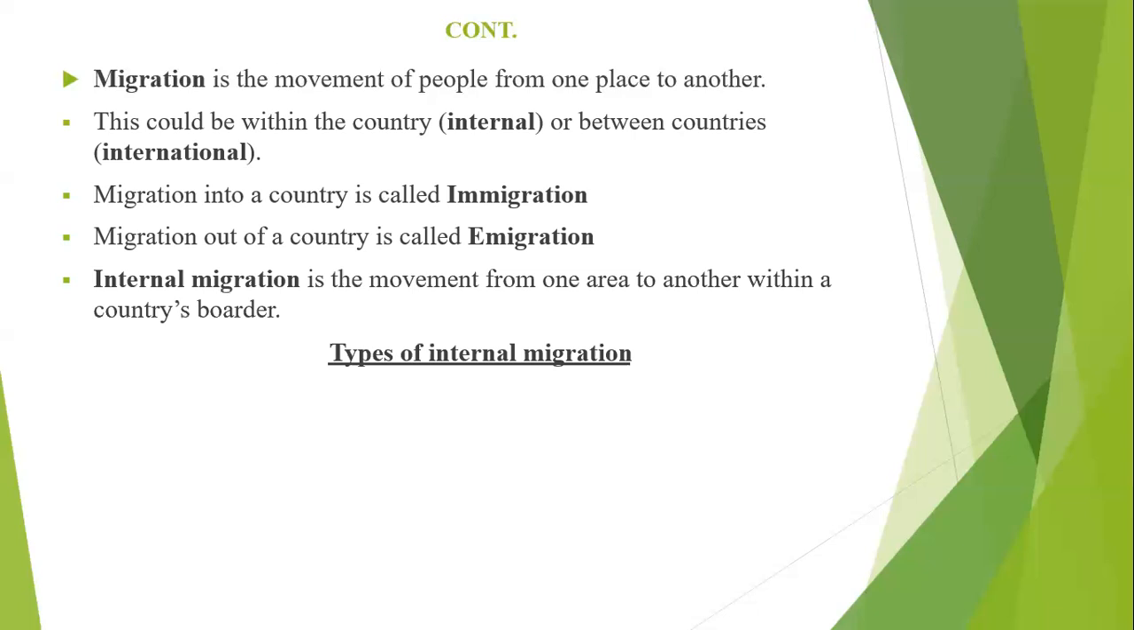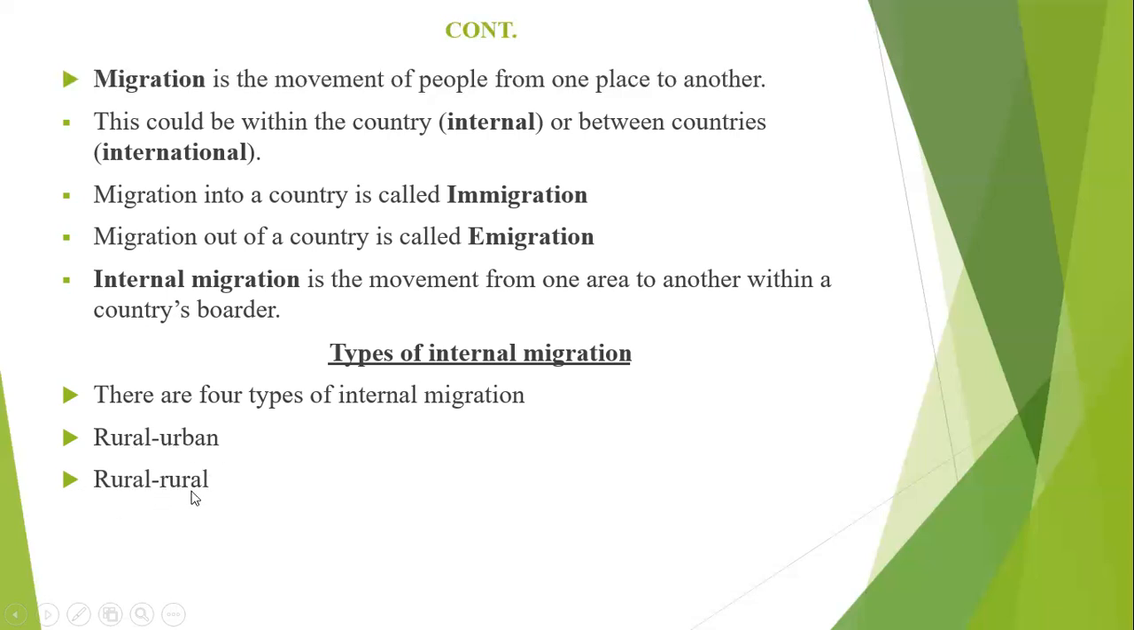Now, types of internal migration. There are 4 types of internal migration. There is what we call rural-urban migration, which is also referred to as rural-urban drift. This is the movement of people from rural areas to urban areas, from a village to a town. Then there is rural to rural, where you're moving from one village to another, from one rural area to another rural area.